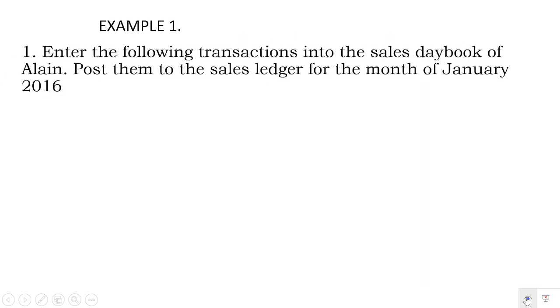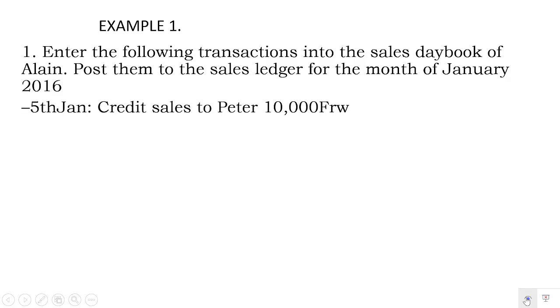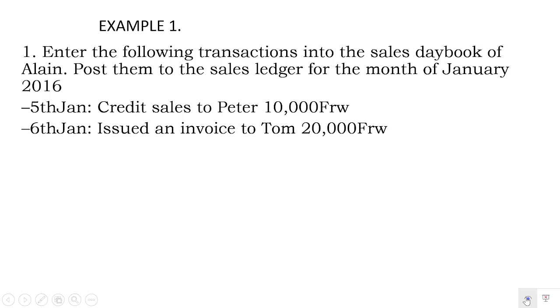We have an example here. Enter the following transactions in the sales day book of Alain. Post them to the sales ledger for the month of January 2016. On 5th January, credit sales were made to Peter worth 10,000 francs. On 6th January, Alain issued an invoice to Tom, 20,000 francs.